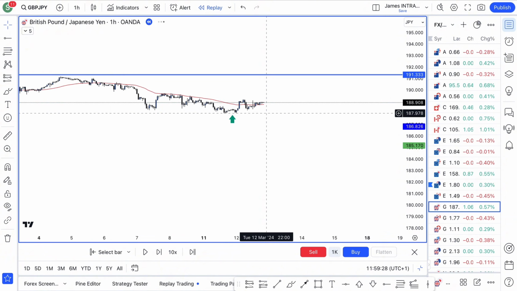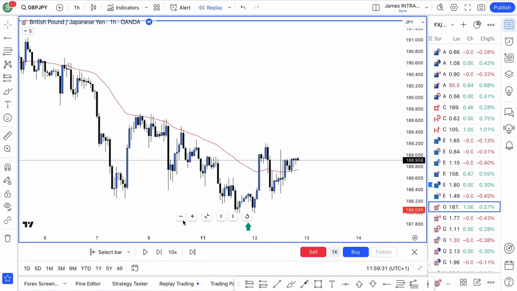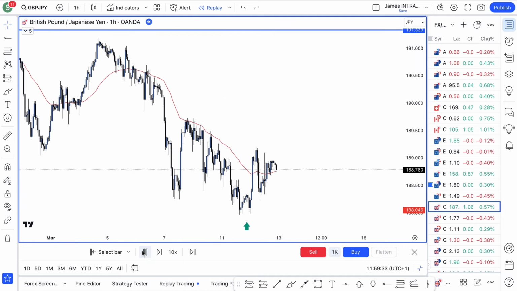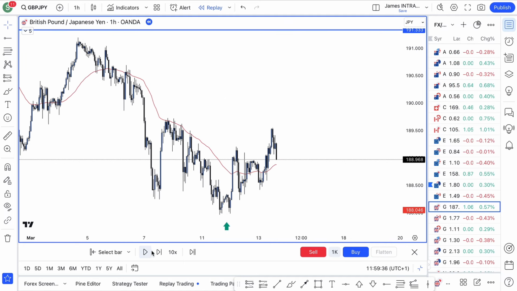So again, this could be, we predicted this to be correct. So how are we going to enter this market? Some kind of shift in momentum, trend change. There we go. That's perfect.